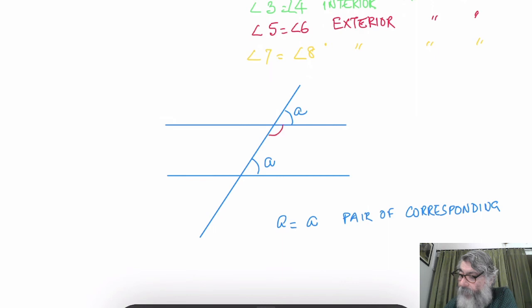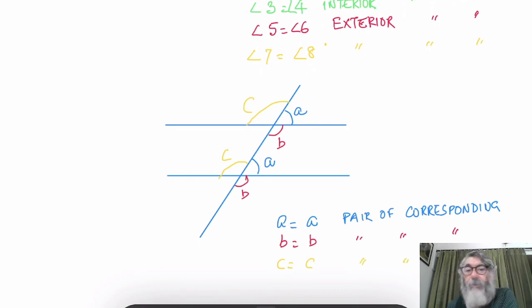Similarly, if it is B, it is B. This is also a pair of corresponding angles on the same side of the cutting line. Let's take this. If it is C, then this is C. One exterior, one interior. C is equal to C, a pair of corresponding angles. Then let me take one more green. D is equal to D, a pair of corresponding angles.